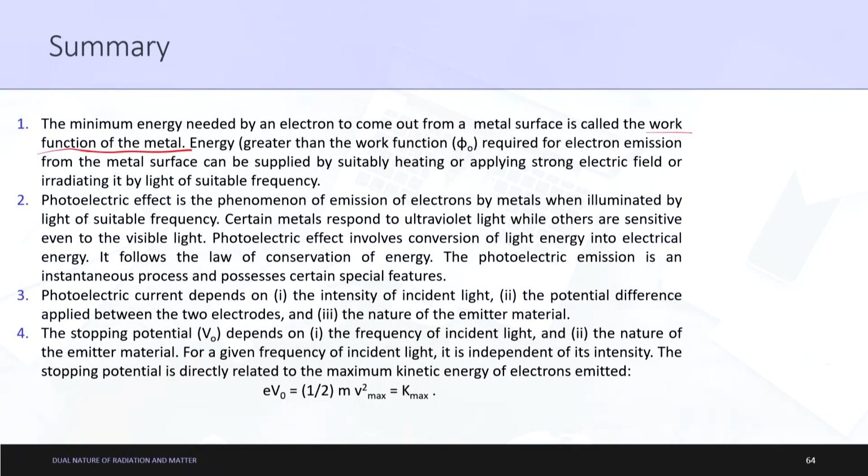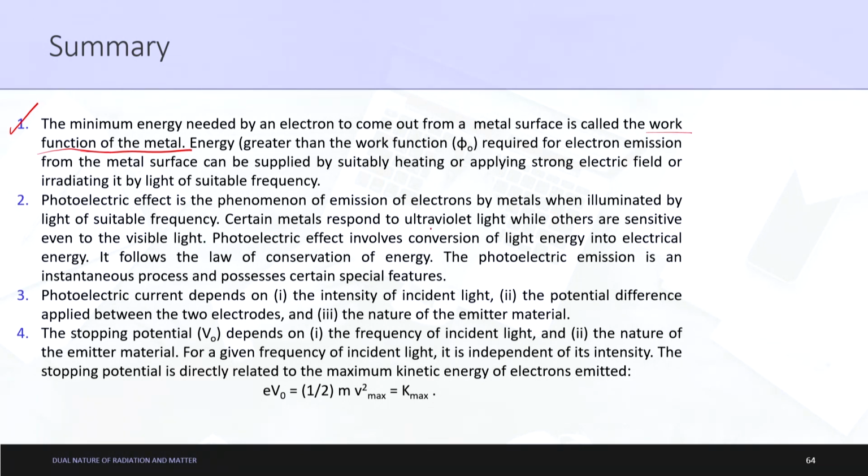Energy greater than the work function phi naught, required for electron emission from a metal surface, can be supplied by suitably heating, or applying a strong electric field, or irradiating it with light of suitable frequency. These things were already explained using experiments, and we tried to find out what was happening. Next, the photoelectric effect is the phenomenon of emission of electrons by metals when illuminated by light of suitable frequency.